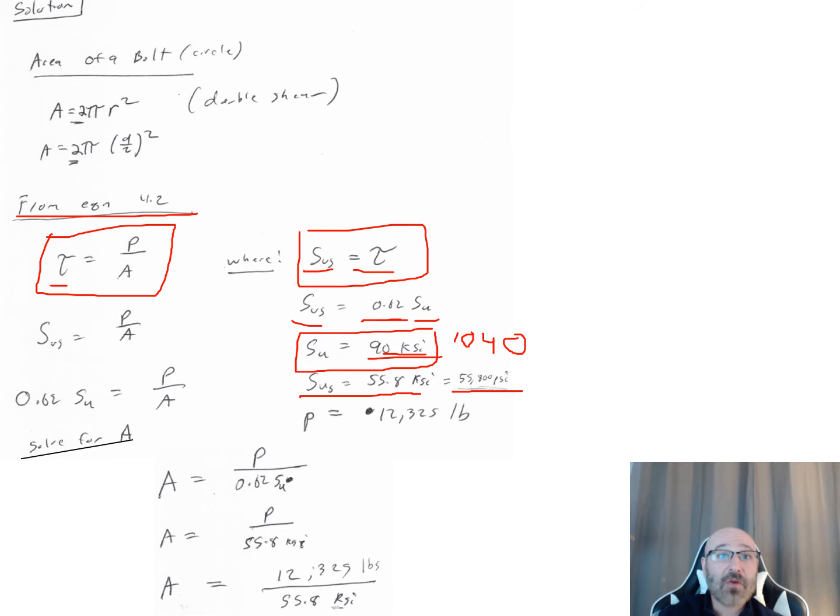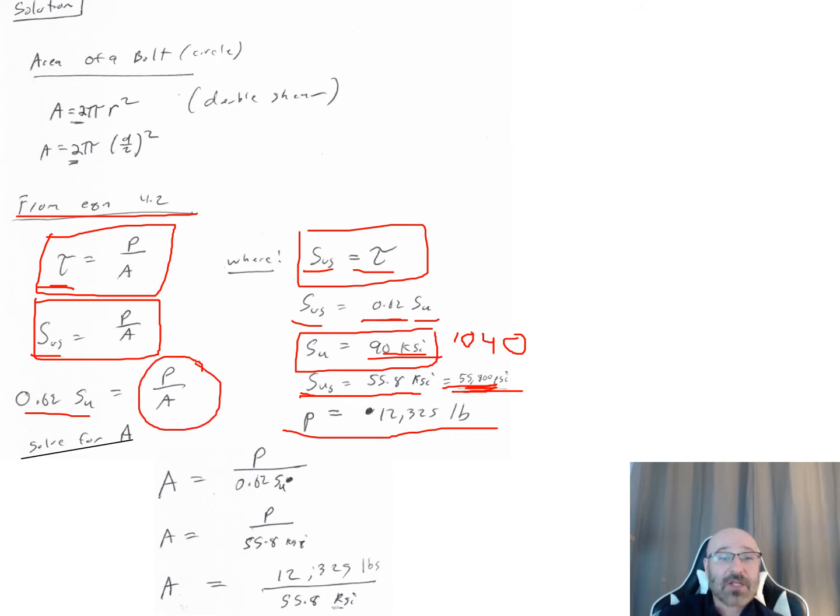So we have our load that's known over here, that we just brought back from our first setup page, of 12,325. We have our SUS, or our tau value there. So we can replace our tau with our SUS in our governing equation from equation 4.2 in our textbook right there. So now we can say that this is equal to 0.62 SU, or over here when we do that math out, 55,800 PSI. Pay attention to our units, and this is equal to our P over A.